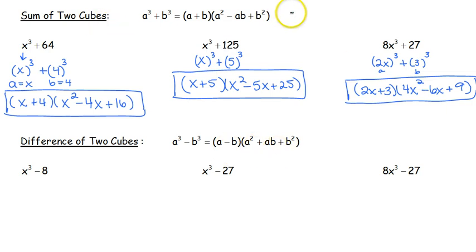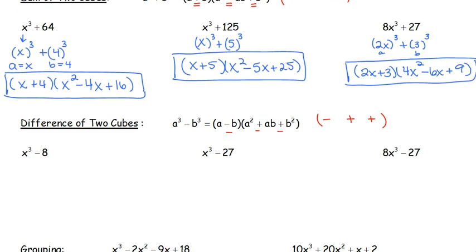So if it's the sum of two cubes, our signs go plus, minus, plus. And then if we have the difference of two cubes, it's minus, plus, plus. Okay, so just remember, if you're factoring with the sum of cubes, it's plus, minus, plus. Difference is minus, plus, plus. Alright, so let's get to factoring these.